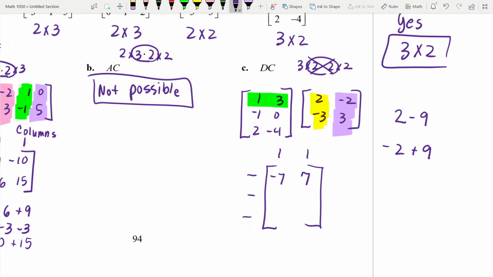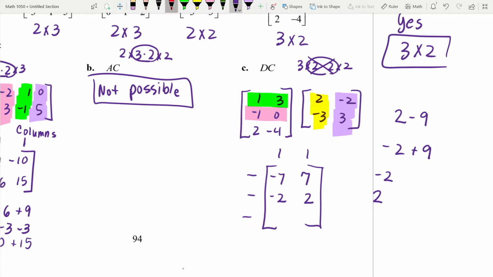I'm out of columns. So when you're out of columns, you change rows. So now I'm going pink to yellow. The guy on the right, on the pink, always drops down. So negative 1 times yellow, 2, that's a negative 2. 0 times negative 3 is a 0, so that just gives me a negative 2. Now I'm going pink to purple. Negative 1 times negative 2 is a 2. 0 times 3 is a 0. That gives me a 2.